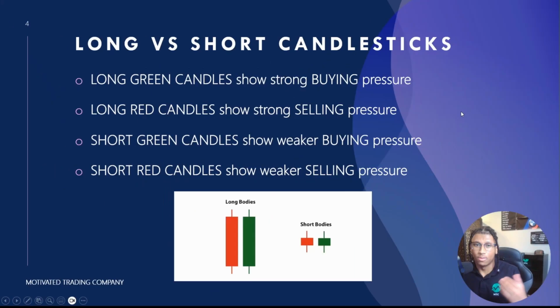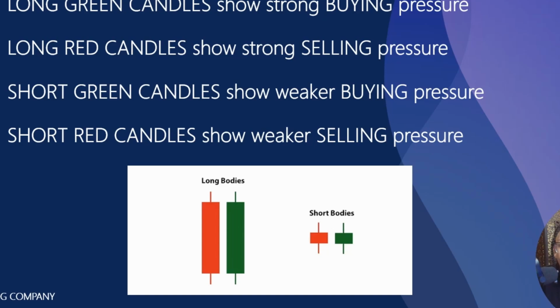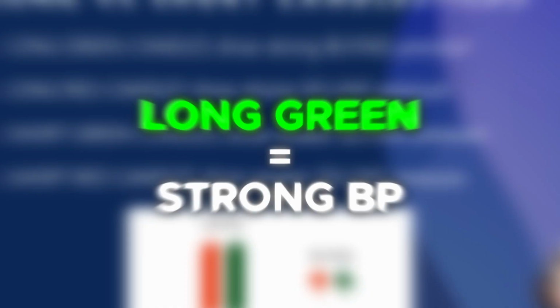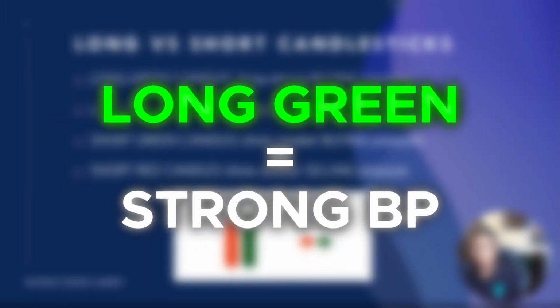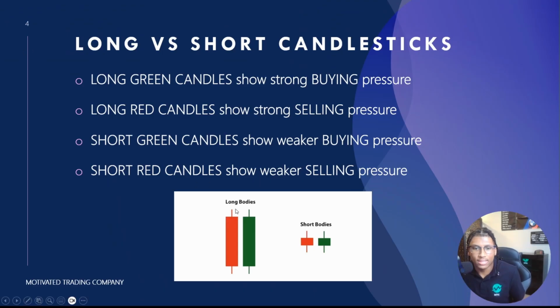Now, let's continue. Long versus short candlesticks. As you can probably guess, the length of the candlestick, especially the body and the wick, matters. Long green candles show strong buying pressure. To see strong buying pressure, you wanna see candles like this with long bodies. I'm gonna show you what the wicks mean later, so stay tuned. But for strong buying pressure, you wanna see long green candlesticks.